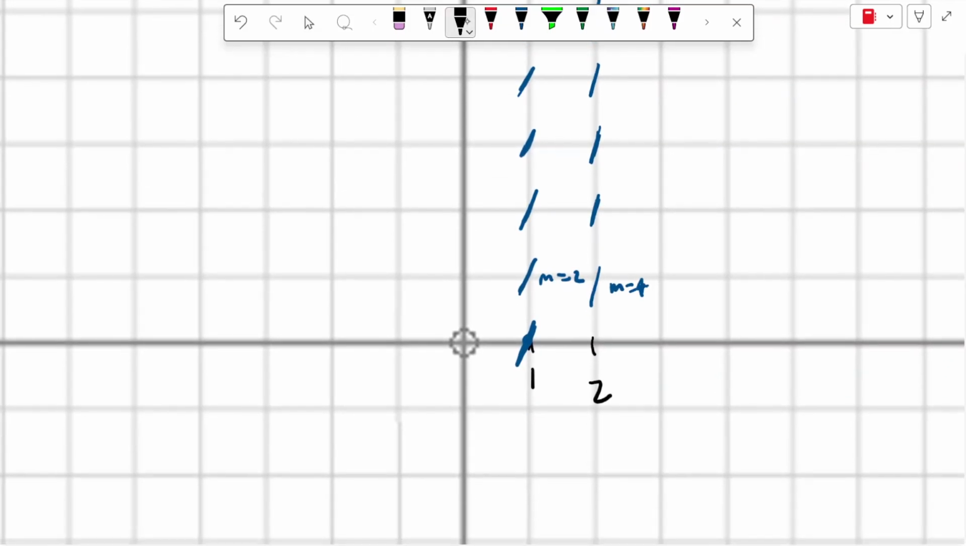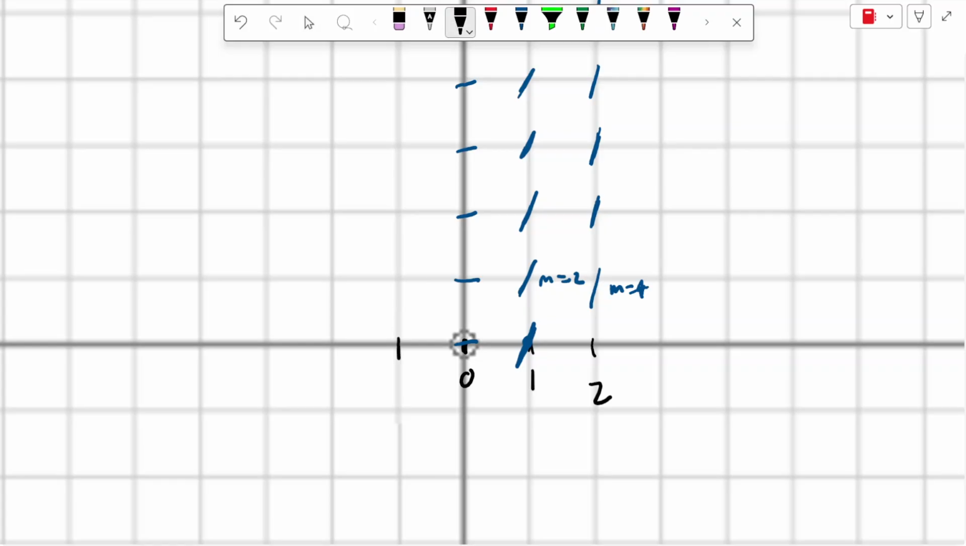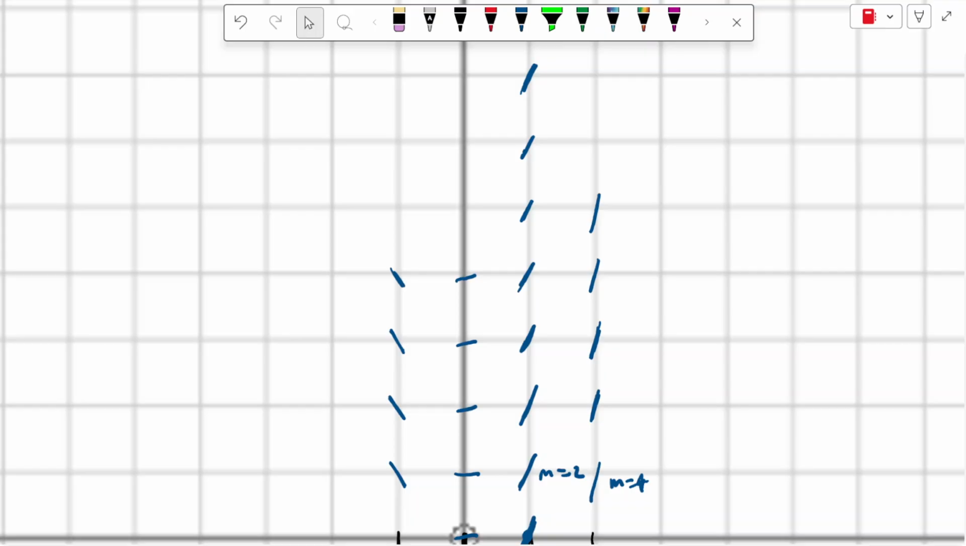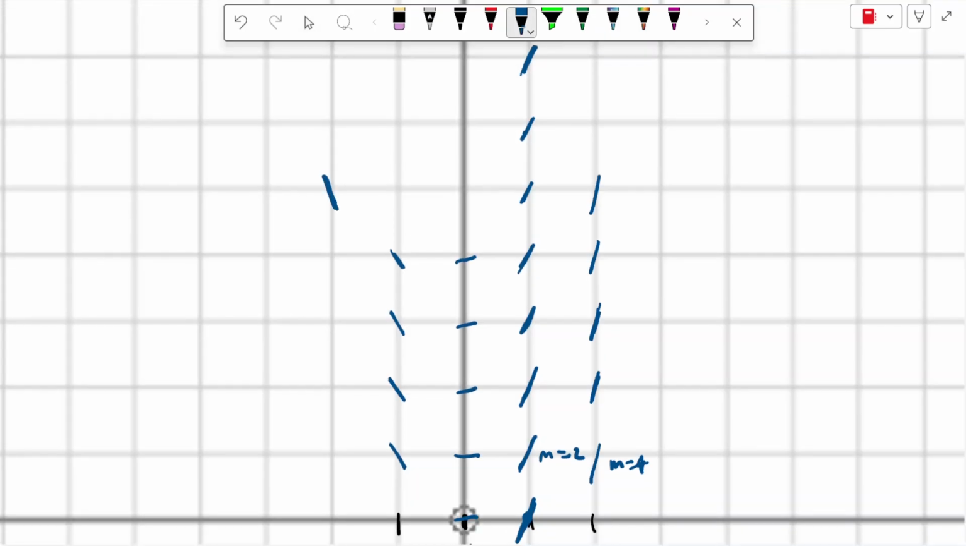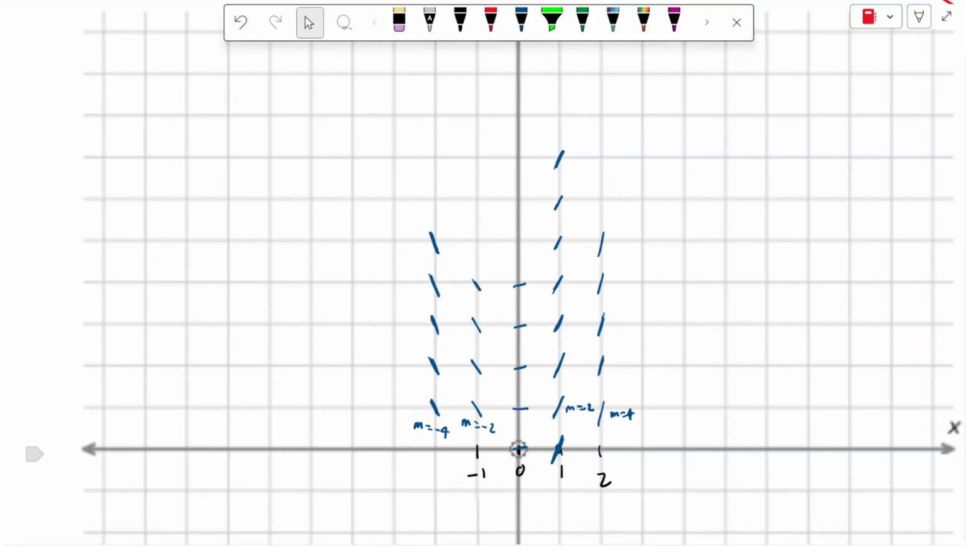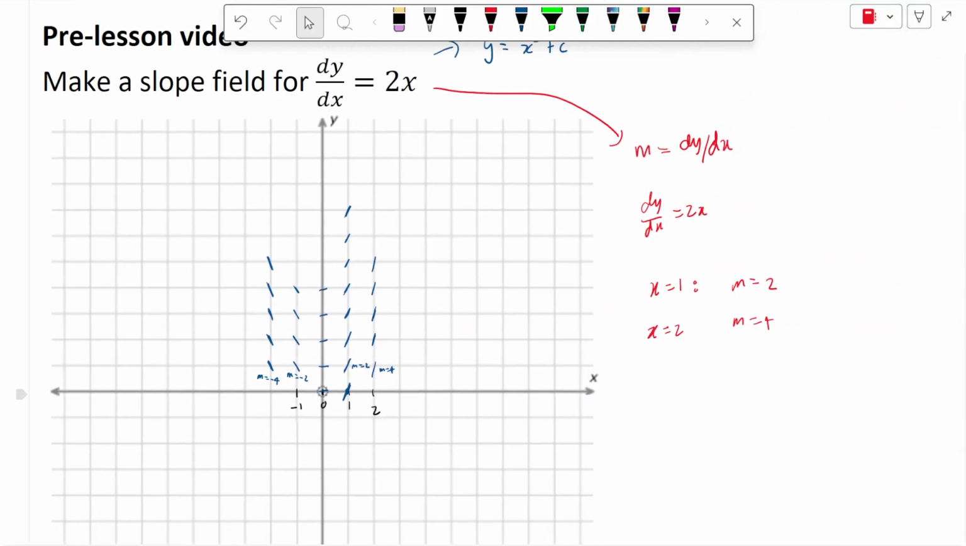When x is 0, the slope is 2x, so the slope would be 0, it would be flat. If x was minus 1, the slope would be minus 2, because it's 2x. So it would be down like that. And then here, the slope would be a lot steeper, like that. So here m is minus 2, and here m is minus 4. Okay, so that's how we'd start a slope field.